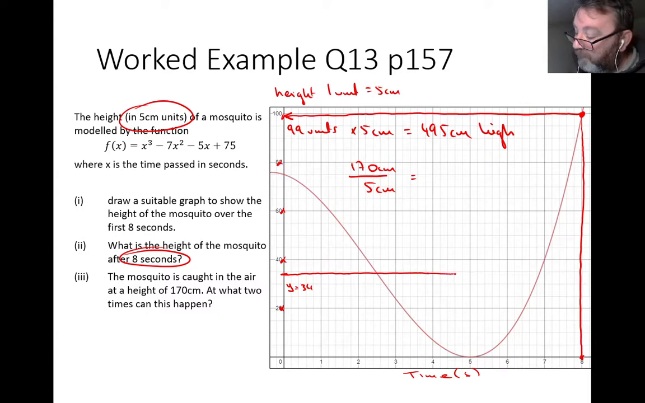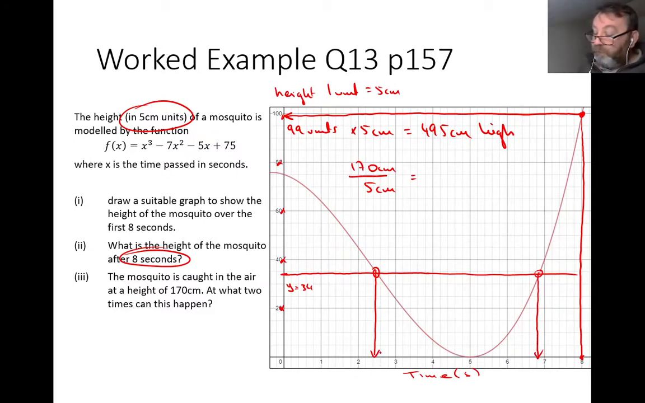as carefully as I can, and the 2 places that I cut the graph, I drop, like so, and like so. And what are my 2 values? My 2 values are about 2.5, and here, about 6.8 seconds. So what are we dealing with?